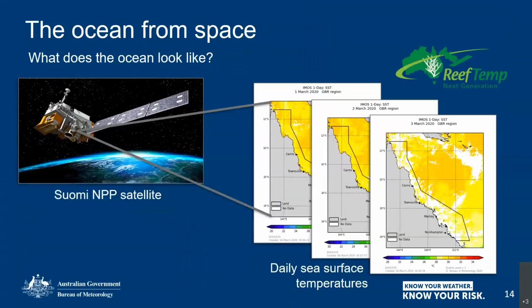Also, we've got ocean measurements from space. This is one of the satellites that we use. This is the Suomi NPP satellite put up by NOAA, which is the National Oceanic and Atmospheric Administration in the US. The images that I've got here are 3 daily pictures over the Great Barrier Reef of ocean temperature in the top surface layer. This is from a service that the Bureau runs called ReefTemp NextGen, which the Great Barrier Reef Marine Park Authority use to keep an eye on current temperatures over the reef.